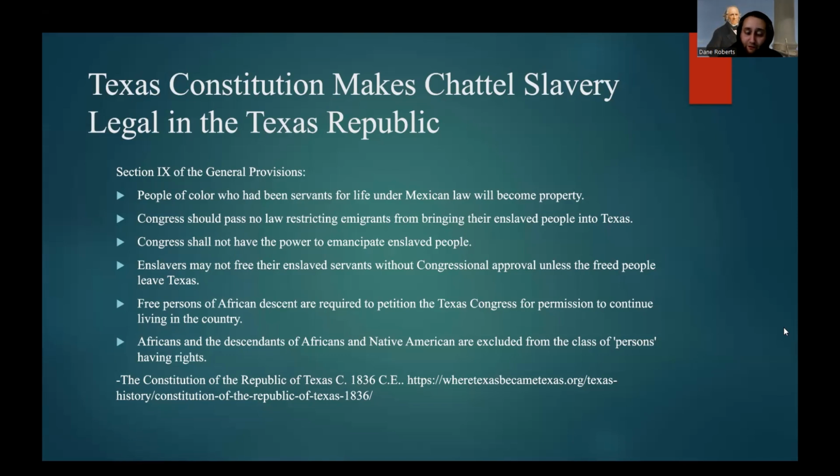that enslavers may not free enslaved servants without congressional approval unless the freed people left Texas, with free persons of African descent being required to petition the Texas Congress for permission to continue living in the country, and Africans and descendants of Africans and Native Americans being excluded from the class of persons having rights. And again, as in the previous slide, here's the source I got this information from.